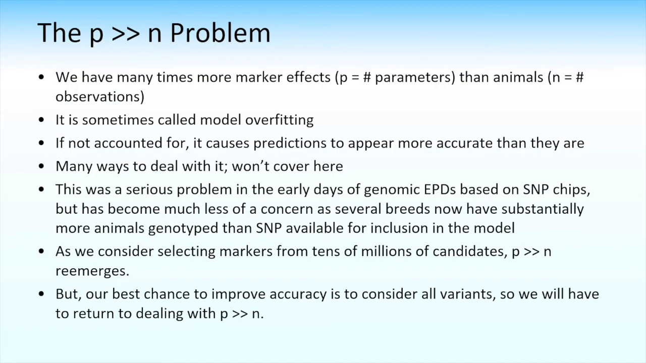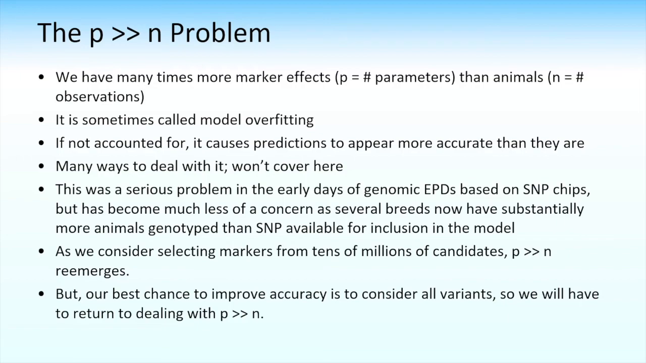One of the reasons I think we're going to have to reevaluate our approach to genomic evaluation is the P much greater than N problem that Larry alluded to in his part. What that is essentially is that the number of parameters that we need to estimate, which is denoted by P, is much greater than the number of observations denoted by N that are available to help us estimate those parameters. So in the context of genomic evaluation, what that means is that we have many times more marker effects than we have animals. This problem is sometimes also called overfitting or model overfitting. And if it's not accounted for, it causes predictions to appear much more accurate than they really are. There are many ways to deal with it. They're pretty technical, so we won't cover them here.